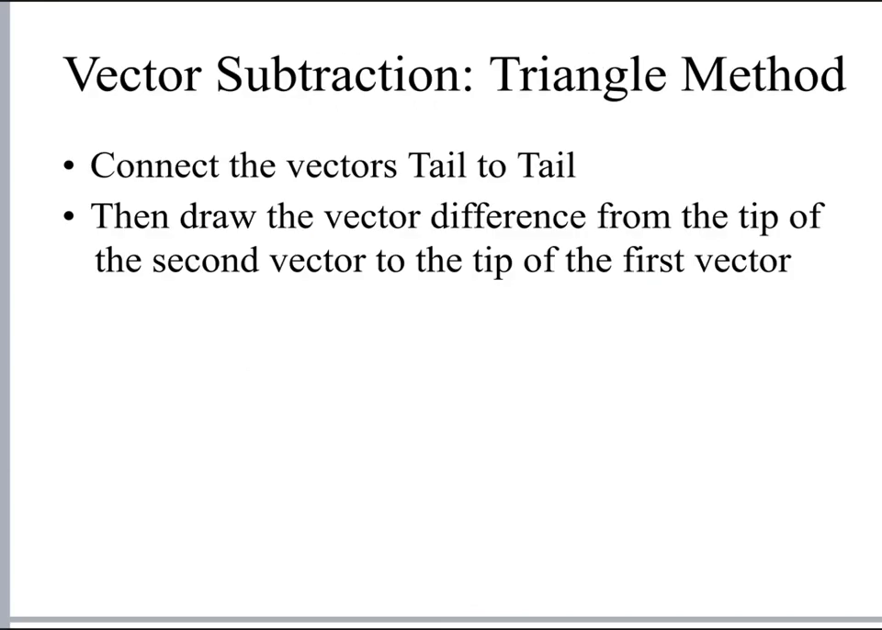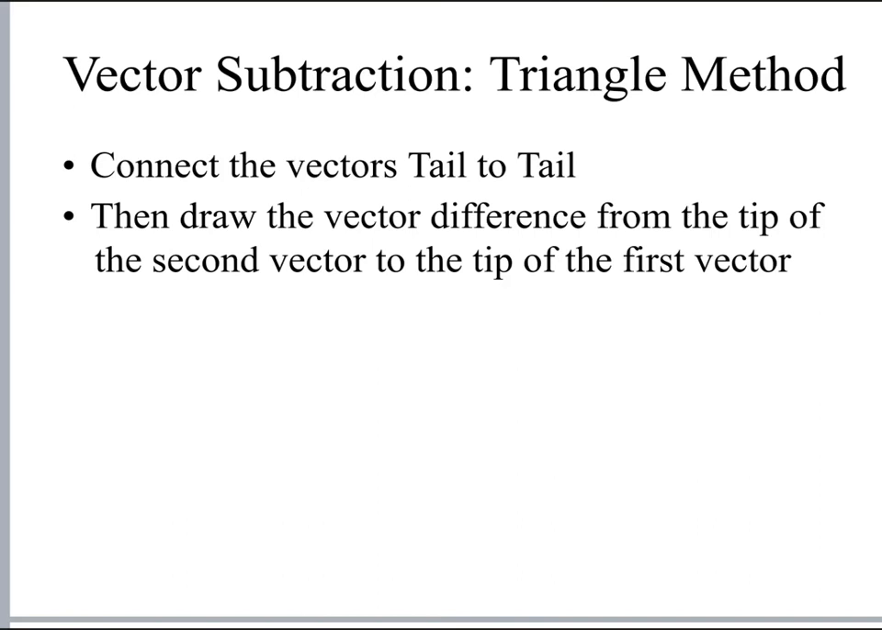Now I want to show you an alternate approach for doing vector subtraction. You can do what's called the triangle method, and in this approach you connect the vectors tail to tail. Now here's a caveat: you do not flip the second vector. You absolutely do not flip any vectors when doing the triangle method. You use the original vectors.